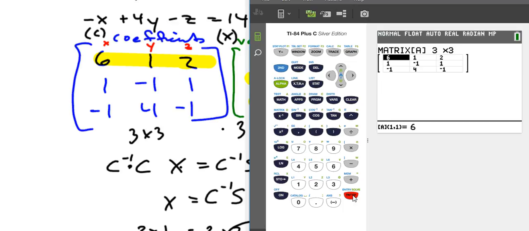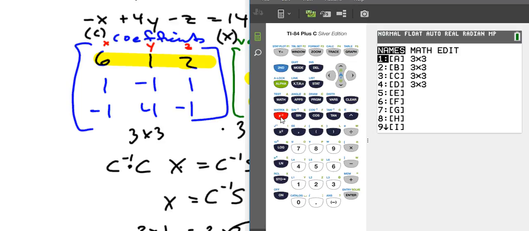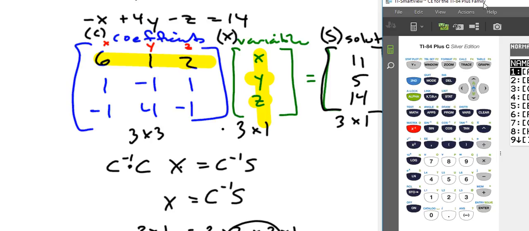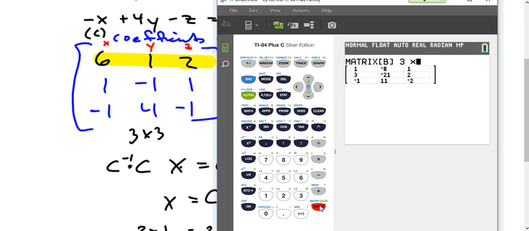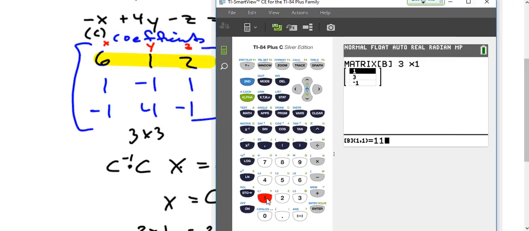Now we're going to go back to second quick, because we have to keep doing that whenever we go back. We're now going to multiply it by our S matrix. Remember, the S matrix is right here. So we're going to go to our S matrix, go to edit, and make that B. This one's going to be a 3 by 1. We're going to enter that in. We have 11, 5, and 14. So remember that: 11, 5, and 14.